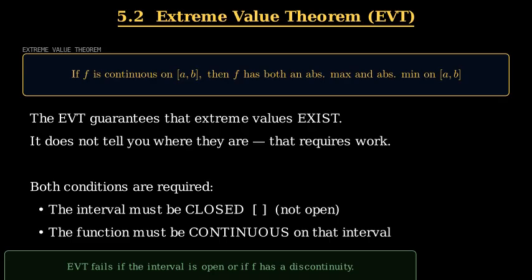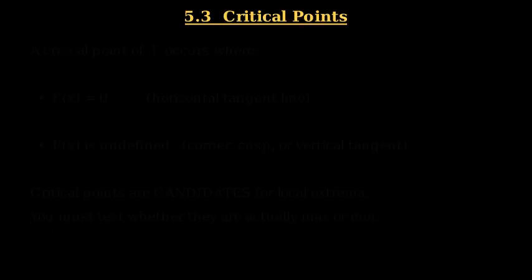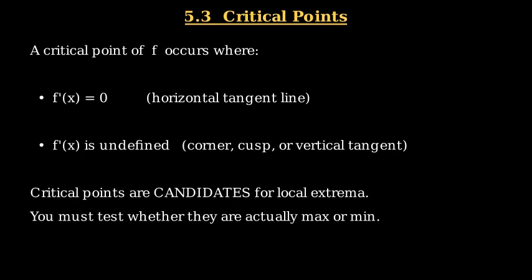Section 6.2. Riemann sums. Approximating area. Divide the interval a to b into n equal subintervals of width delta x, which equals b minus a over n. Sample a point in each subinterval. The sum of the rectangle areas is the sum from i equals 1 to n of f of xi star times delta x. There are 4 types.